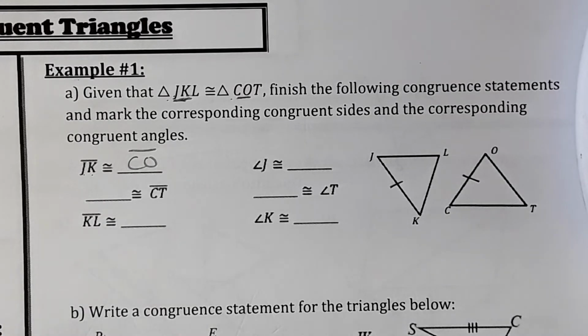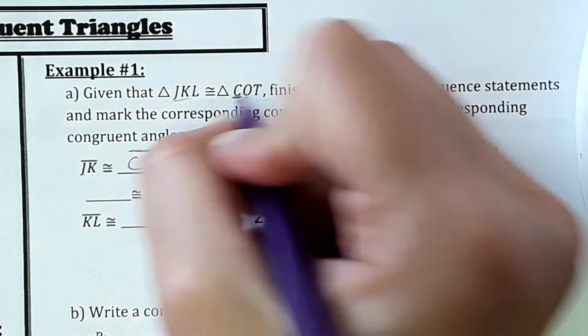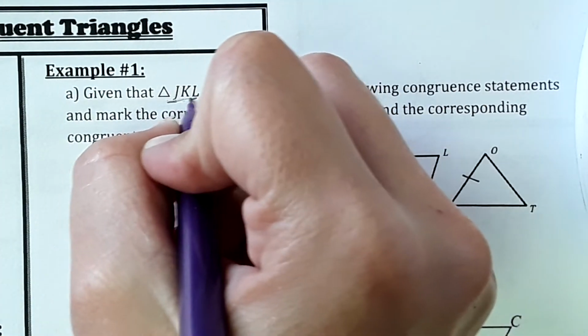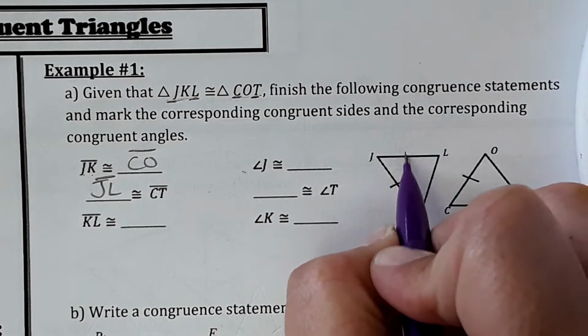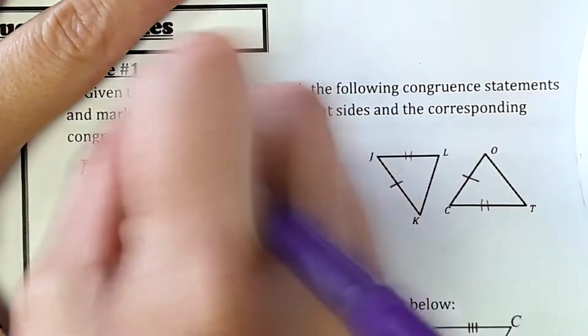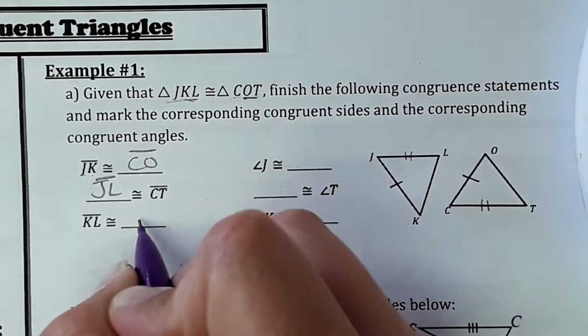And then the next one says CT. CT is the first and the last letter, so therefore JL would be the congruent segment there. JL is equal to CT. And then KL is the last two letters, so that would be equal to segment OT.